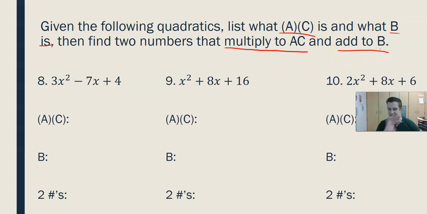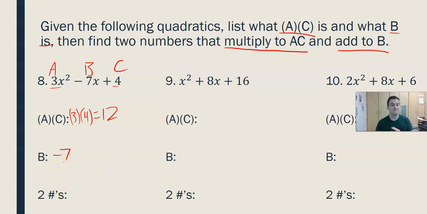Watch and learn. You're going to be fine. So remember, in a quadratic in standard form, the first term is A, the second term is B, the third term is C. A times C is 3 times 4, which is 12. And B here is -7. Okay?